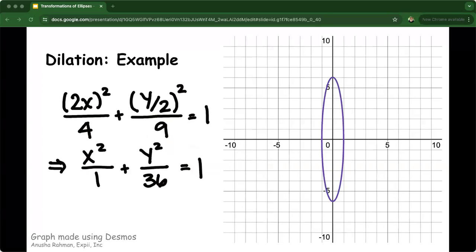Let's say we want to scale an ellipse by doubling its size along the x-axis and halving its size along the y-axis. The scaled equation looks like (2x) squared over 4 plus (y over 2) squared over 9 is equal to 1, which we can then simplify to x squared over 1 plus y squared over 36 is equal to 1. The semi-major axis length is 1, and the semi-minor axis length is 6 of this new transformed ellipse.